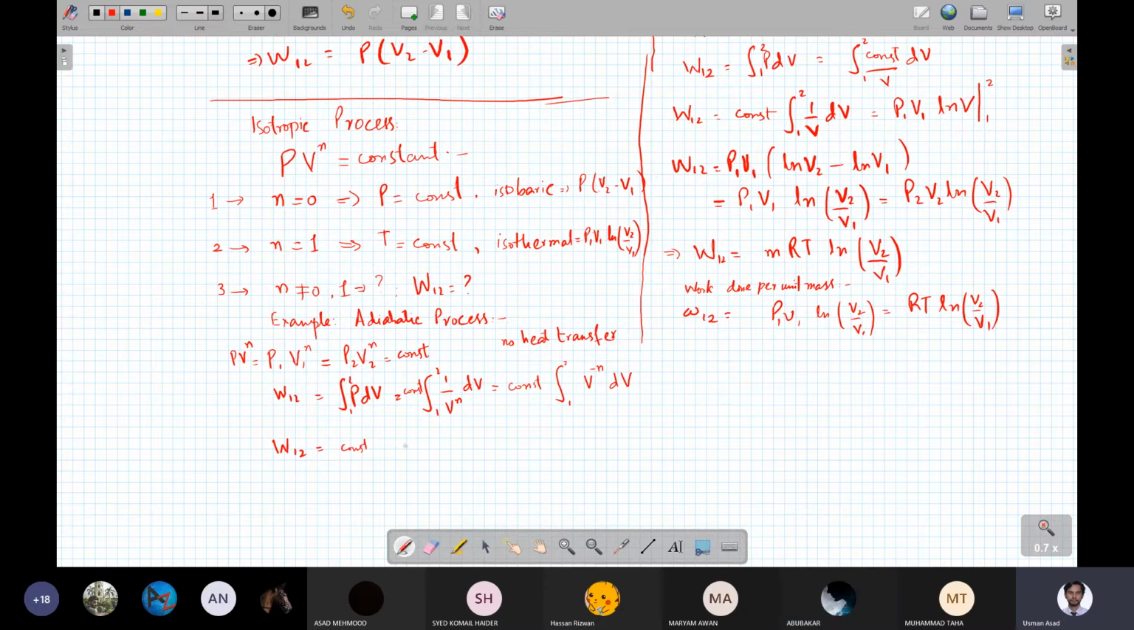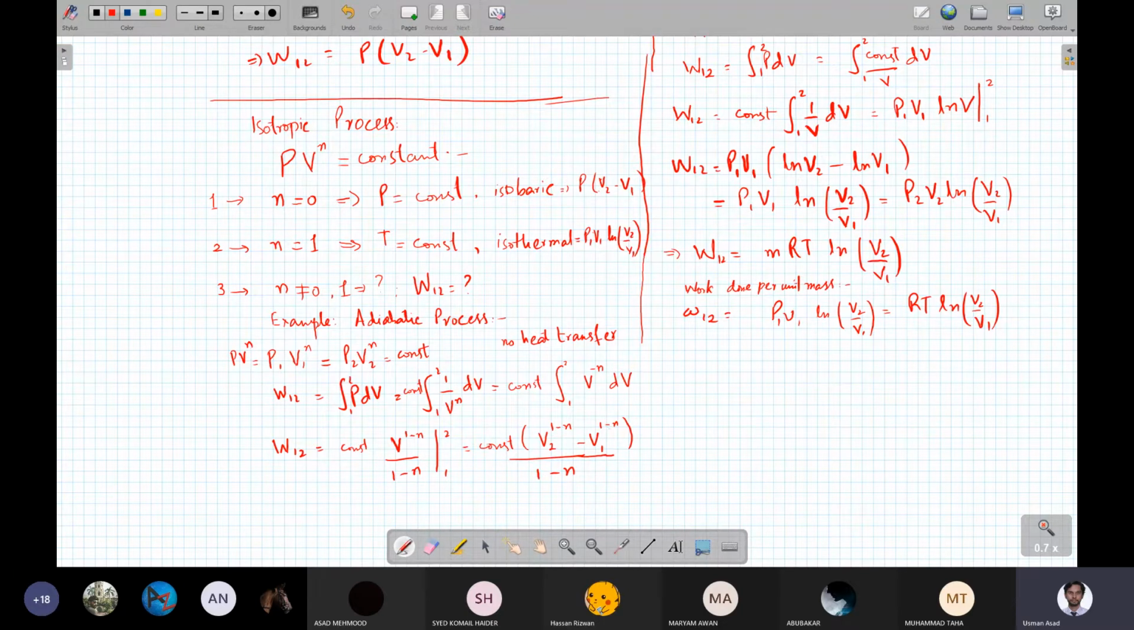v की पावर 1 minus n divided by 1 minus n, and you have to apply the limits of integration from 1 to 2. ठीक है? Okay, so those limits of integration, if I apply them, that becomes v2 raised to the power 1 minus n minus v1 raised to the power 1 minus n divided by 1 minus n. ठीक है?